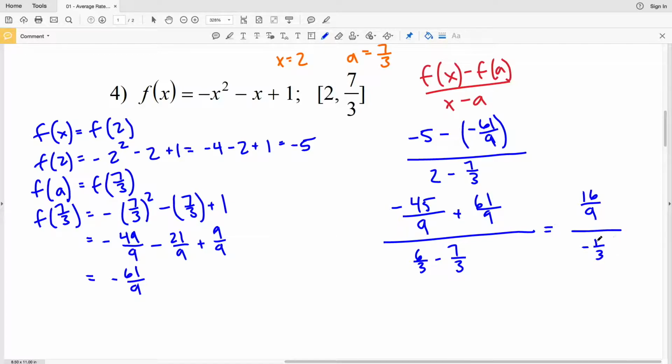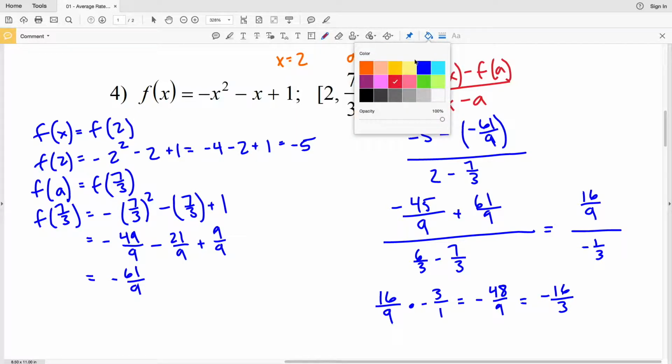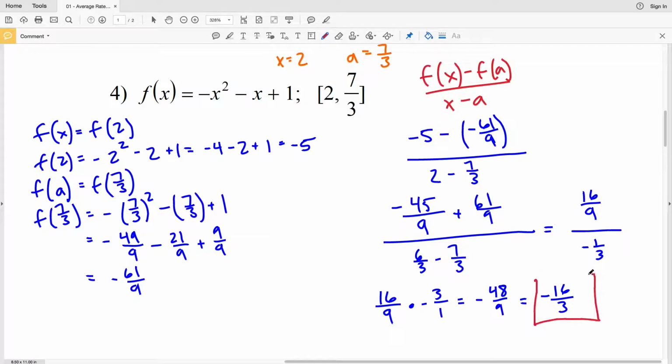That will give me negative 45 plus 61 is a positive 16, so 16/9 divided by 6/3 minus 7/3, which is negative 1/3. Now I'll just multiply by the reciprocal of that denominator. So 16/9 times negative 3 over 1 equals negative 48/9. However, each of my terms are divisible by 3, so dividing the numerator by 3, I'll get 16, and dividing the denominator by 3, I'll get 3. So negative 16/3 is my average rate of change in number 4. Let's continue on to number 5.